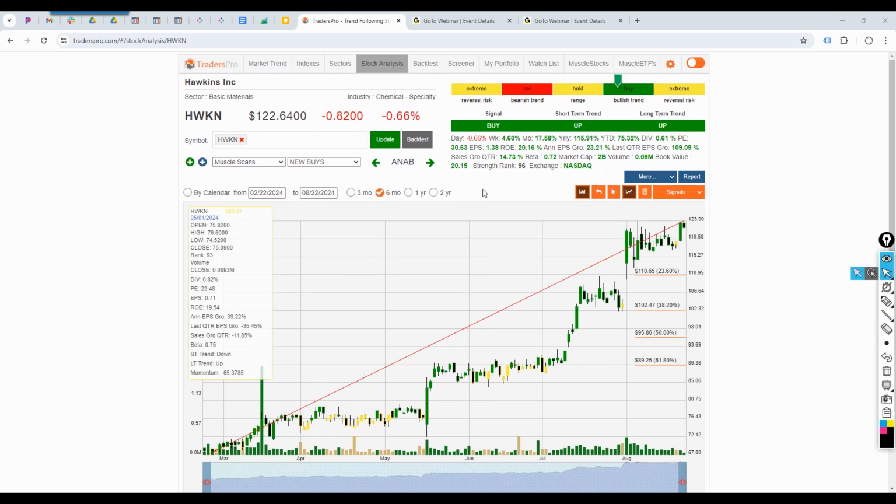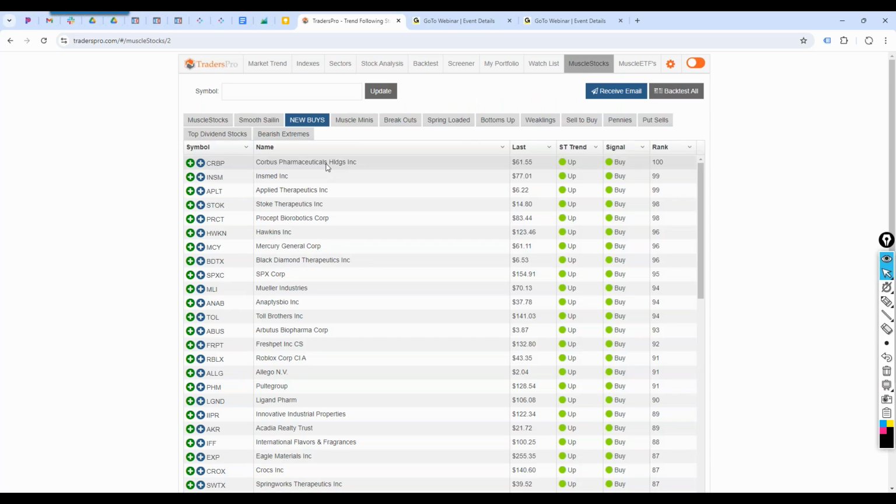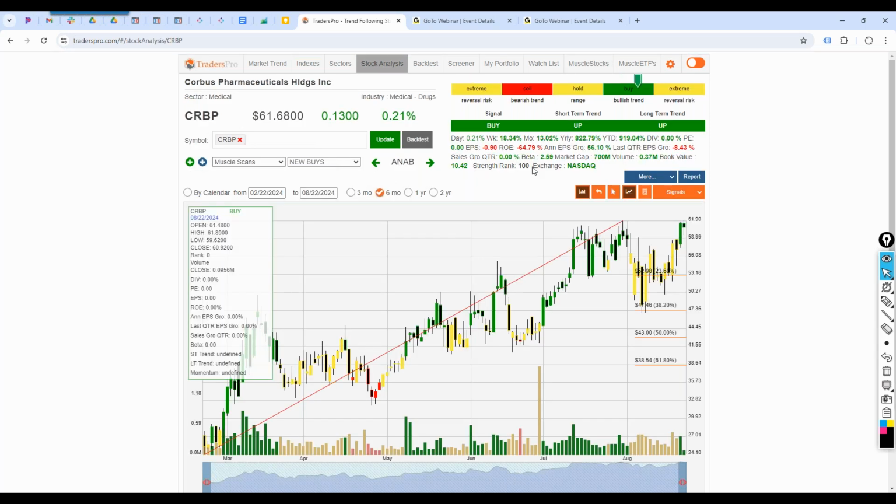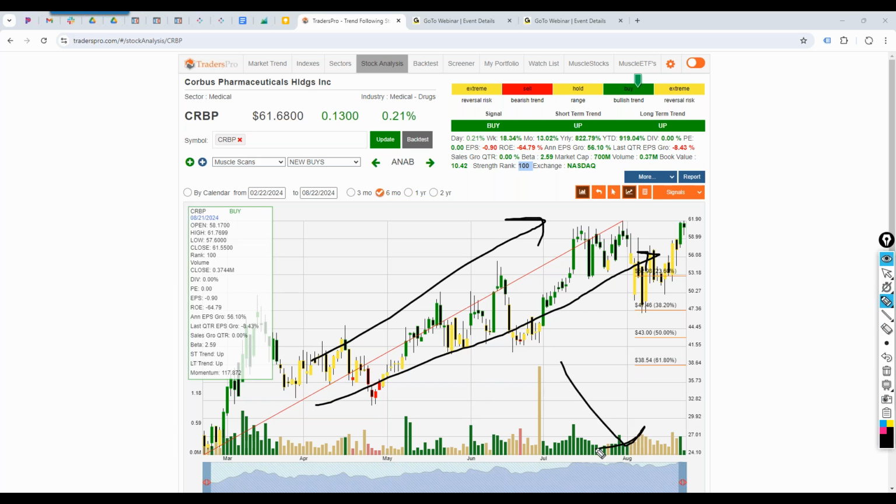We want to find high ranking stocks. Why? Okay, because they're already in an uptrend and there's already demand and they're already working for us in the right direction. What's the right direction? The right direction is up. What's the wrong direction? The wrong direction is if it's moving down and losing money.